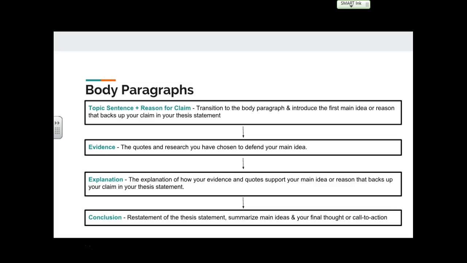Does that need to be one sentence or can it be many sentences? Many sentences. That introduction to your main point and your transition can be several sentences. It does not need to be one. Have you ever had teachers that made you write one sentence for this, one sentence for this? Get out of that habit. Okay. Next is your evidence.